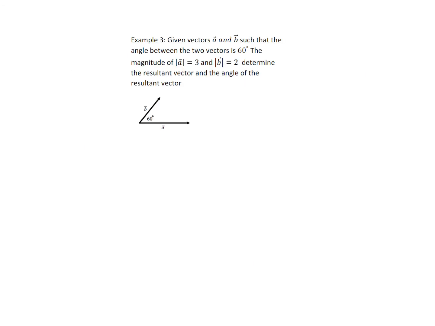Okay, in this example we have two vectors A and B. The angle between them is 60. The magnitude of A is 3 and the magnitude of B is 2. And we just want to find the resultant and the angle of the resultant. So this is pretty straightforward. Again, I'm going to do tip to tail. So I'm going to put the B over here, which is 2. My resultant will be from start to end.